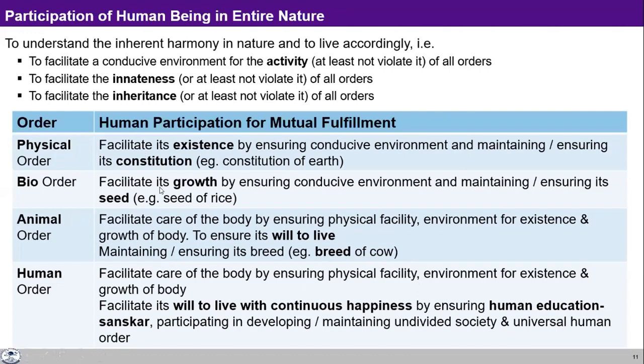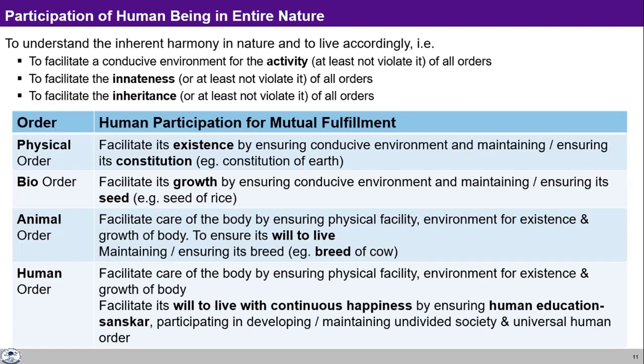Similarly, in the bio order, we have to facilitate the growth by ensuring the conducive environment and maintaining or ensuring the seed. So you can see that there have been so many varieties of plants on this planet. So have we really tried to preserve them? So for example, the seed of rice. There's a book by Dharampalji which says that in the 19th century, in Chhattisgarh area itself, there used to be 12,000 varieties of rice.